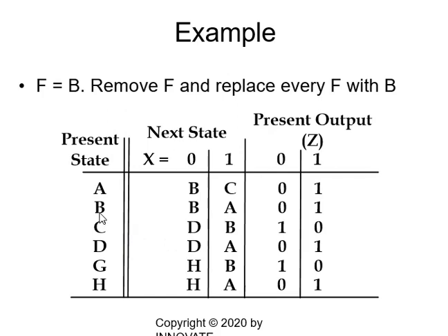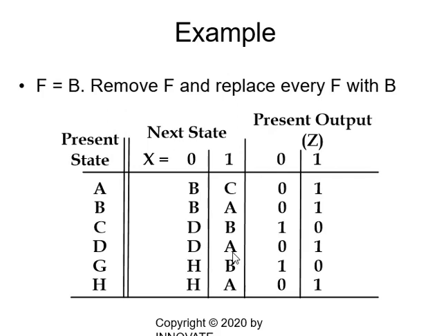So the behavior of state B and state D is the same, because at x is 0 we are remaining at the same state, at x is 1 they go to state A, and they have the same output. They have 0, 1, and 0, 1, and this is why we are looking at them for possible equivalence to start with. So B would be equivalent to D.